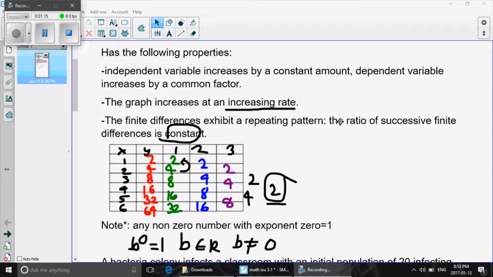The reason is the ratio of successive finite differences is constant. So if we divided the ratio of 4 over 2, it would be 2. 8 divided by 4 is 2. 16 divided by 8 is 2, and so on and so forth. And so hence this is exponential growth.